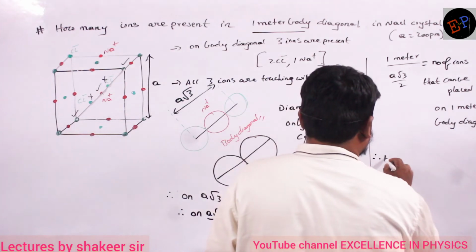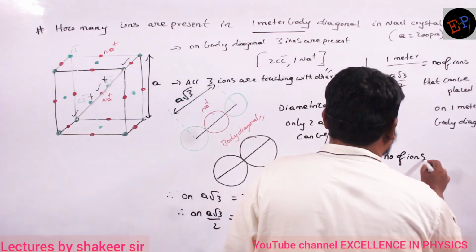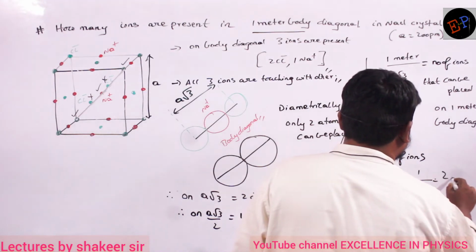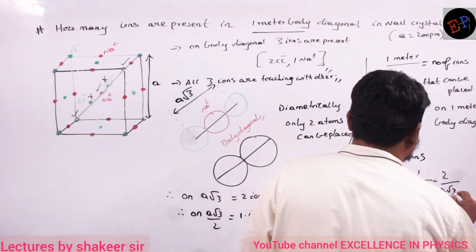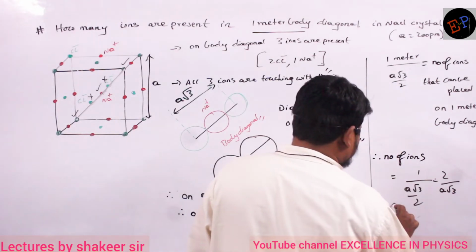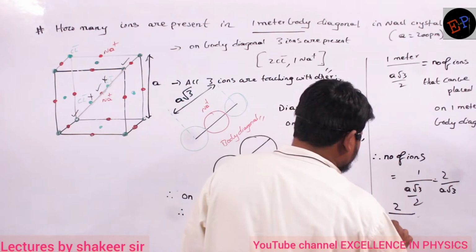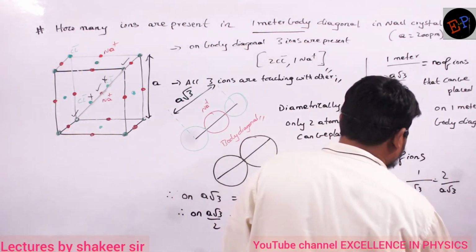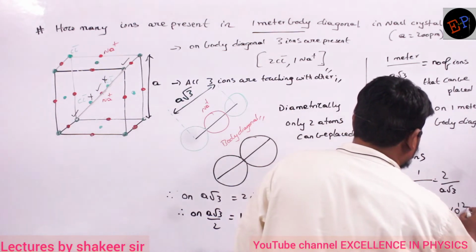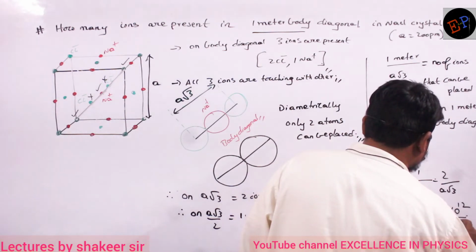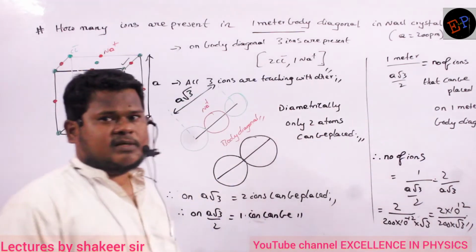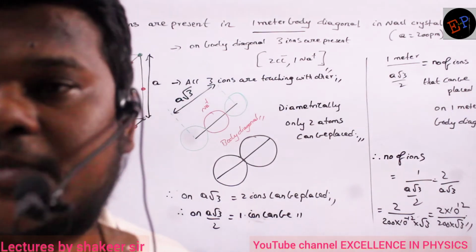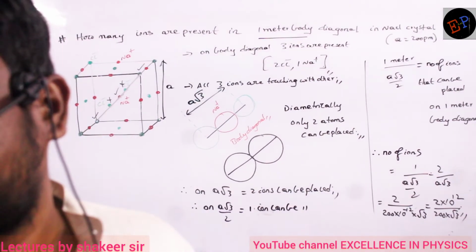Substitute. Therefore, the number of ions which can be placed is 1 divided by A root 3 by 2. This I can write as 2 divided by A root 3. This can again be written as 2 divided by 200 picometer, where picometer means 10 power minus 12, multiplied by root 3. So 2 into 10 power 12 divided by 200 into root 3. So these many ions I can place on this body diagonal of length 1 meter. Did you understand how we did it? Any doubts in the calculation?